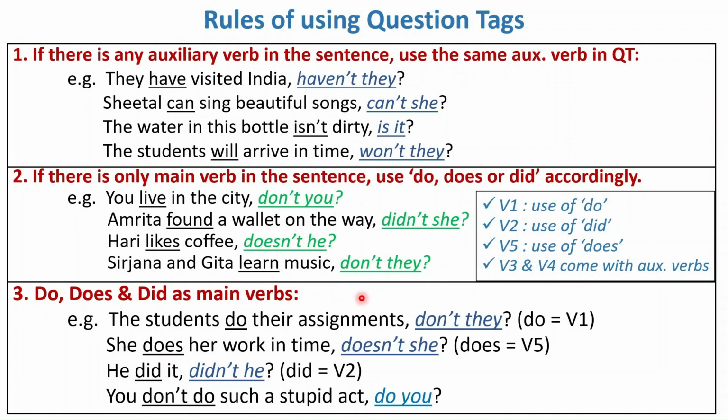For example, the students do their assignments. This is V1. Therefore, we use don't they. She does her work in time. This is present simple or fifth form. Therefore, we use doesn't she. He did it. This is past form of the verb do. This is V2. Therefore, we use didn't he.